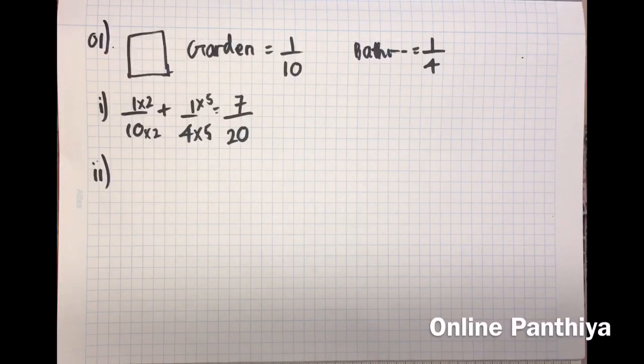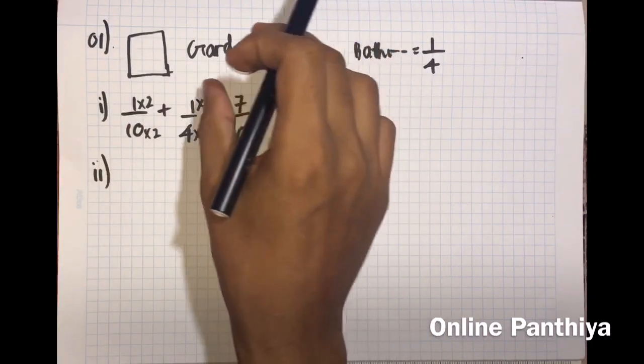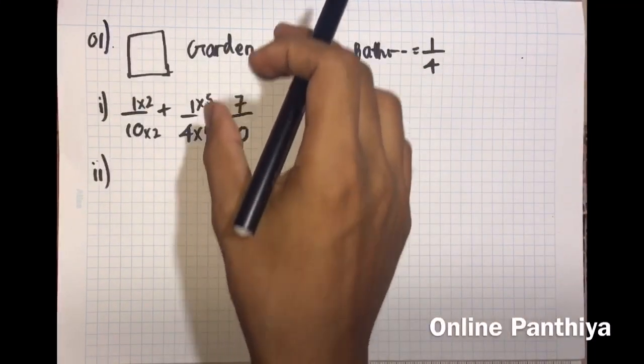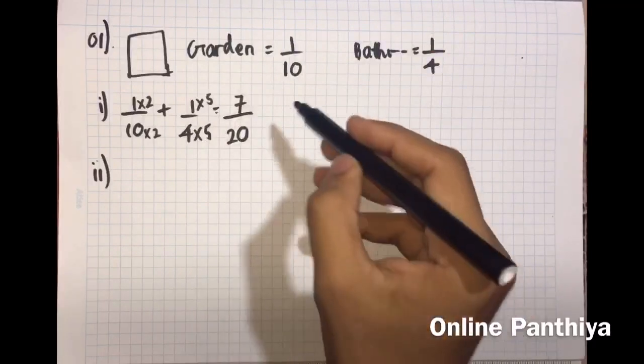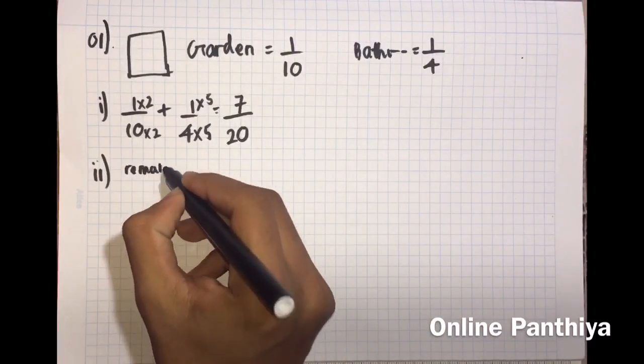Before moving on to the second part, they have said, of the remaining water in the tank, 4/13 is used to wash clothes. That means from the remaining part. Now see, from the whole tank, 1/10 is used for gardening and 1/4 is used for bathing. Now this is the total that was used for both. So how do you find the remaining part?